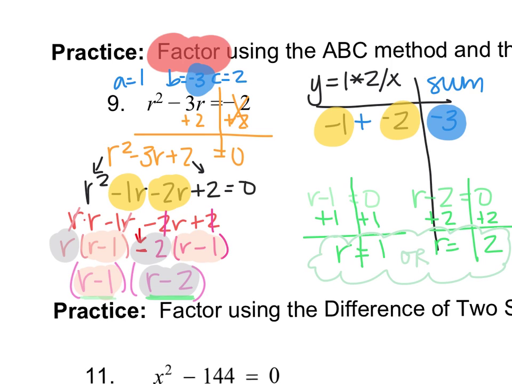So after I was able to factor this, I ended up with r minus 1 times r minus 2. And I set each of those pieces equal to 0 and solved, and I end up with answers of r equals 1 or r equals 2.